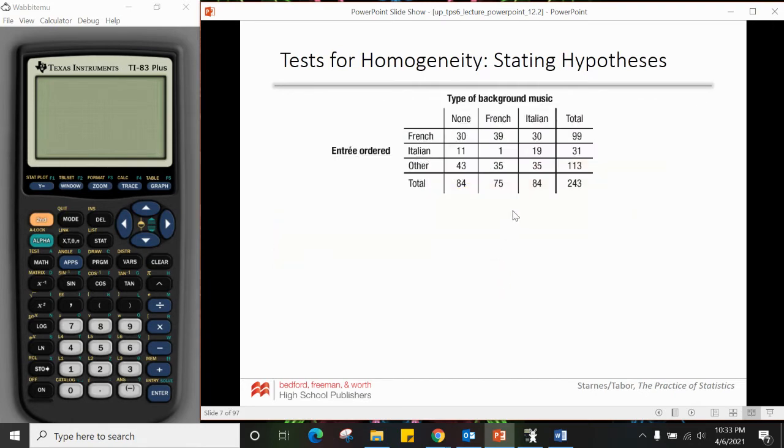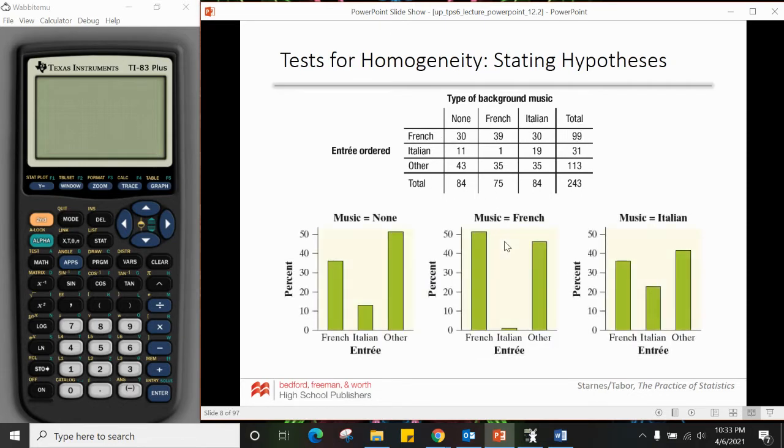So here's some data that we're given, and it's positioned in a two-way table. So we have the type of background music at the top, and then the entree ordered. And these are some graphs we could make. So just based on this data, if there's no music, this is the percentage of each type of entree, and so forth. So you can see it looks like there's a difference.